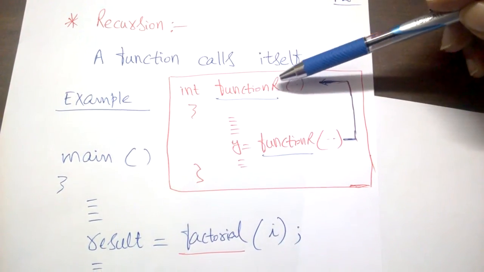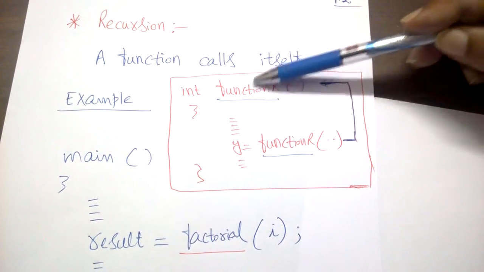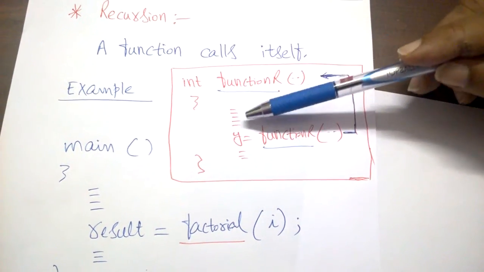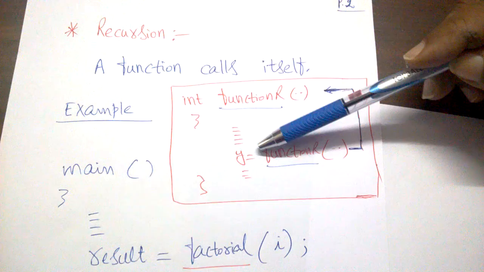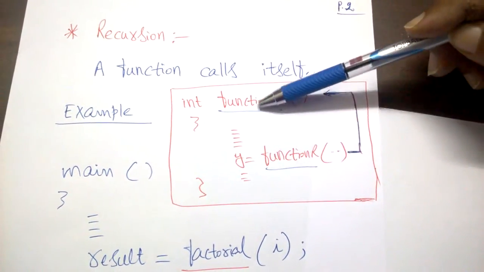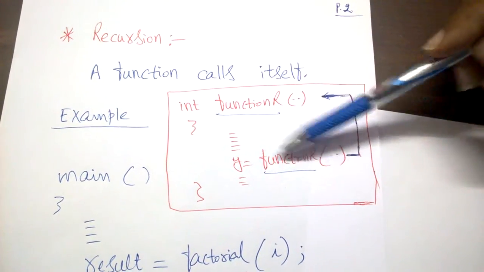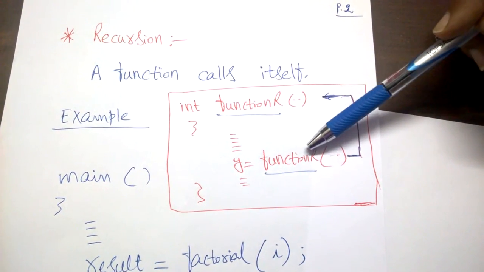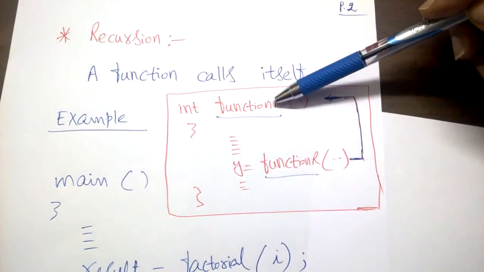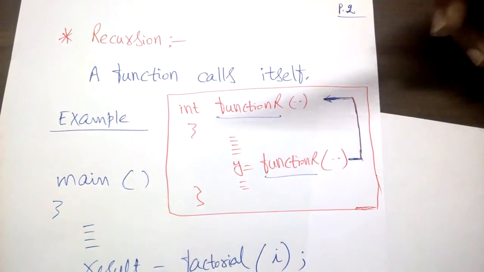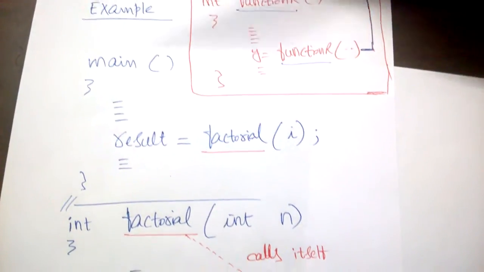We have an integer function r. This is the name of the function. These are the parameters. This is the body of the function. Within the body of the function, we have y is equal to function r. So it is calling itself. How does it evaluate? It calls itself to evaluate. So that's recursion.